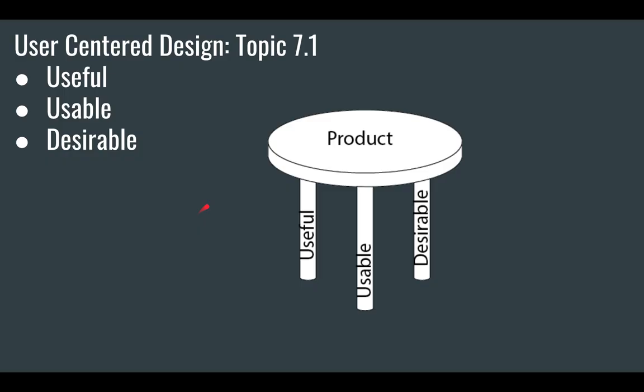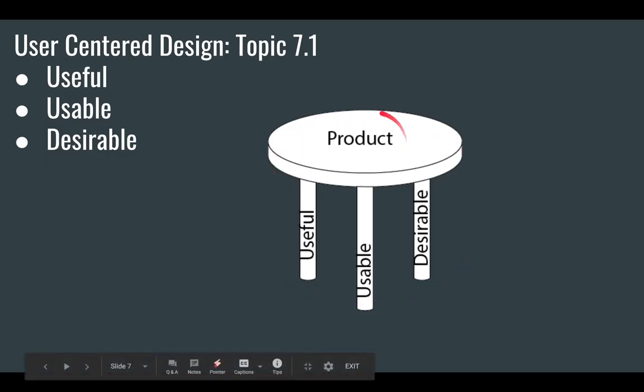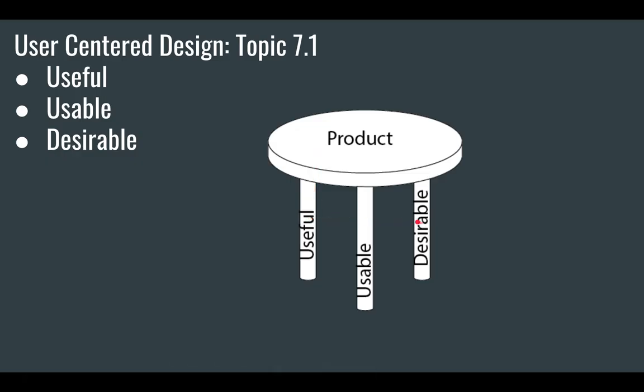All right, when we're talking about user-centered design, or any design really, we have the product, and I'm going to use this stool as an example. You'll have a product, and basically the three legs of this stool are the fact that a product needs to be useful, usable, and desirable.